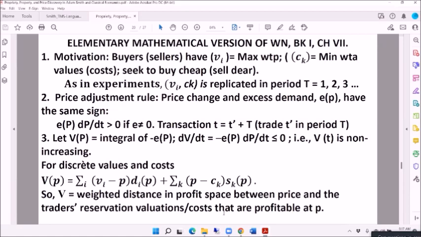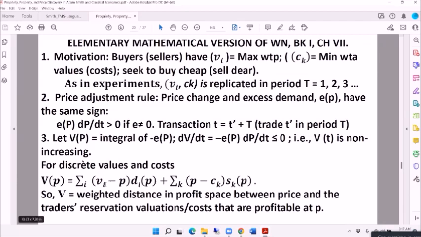Now, let's introduce V of P as the integral of excess supply. This is actually in my first paper, 1962, but I didn't begin to understand the full implications of it. My co-author, Sabu Inawa, has educated me on that, okay? So V of P here is the integral of excess supply. Notice that dV/dT is non-positive, so it's non-increasing.